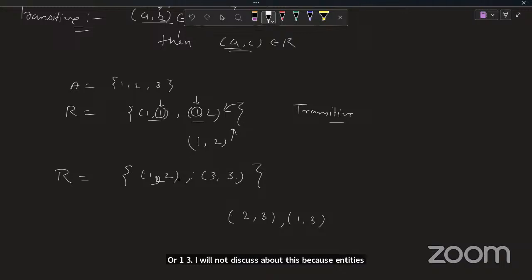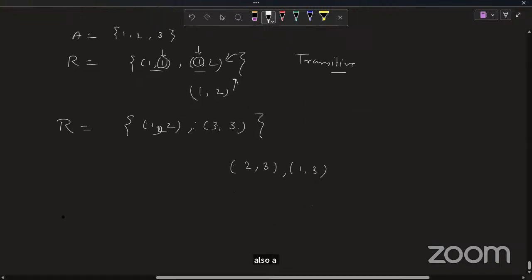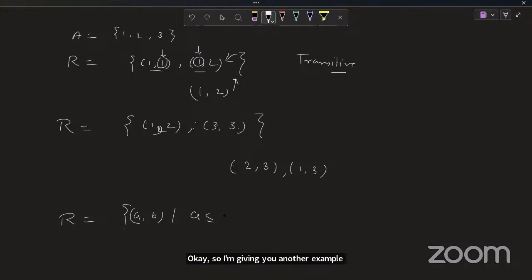What is the idea? Yes, this is also a transitive relation. Okay, so got the idea? So I am giving you another example. Just let me know, is this a symmetric relation or not? Is this a transitive relation or not?